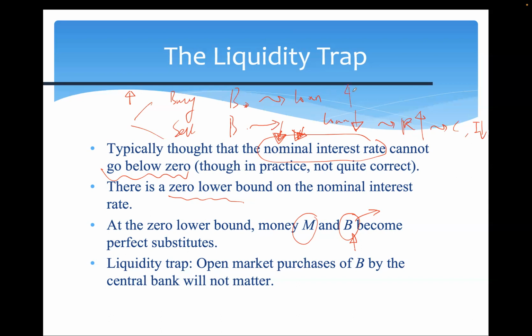So there are more loans, and then the R is going to decrease, and the C and I is going to increase. So this is how it works. That's why we just look at M and B.